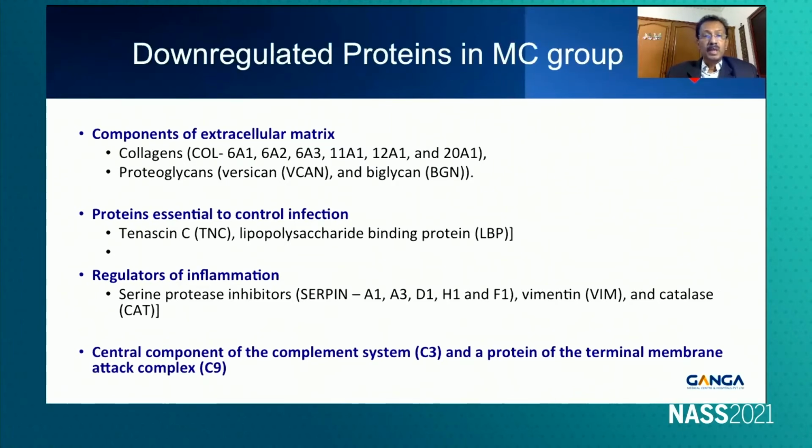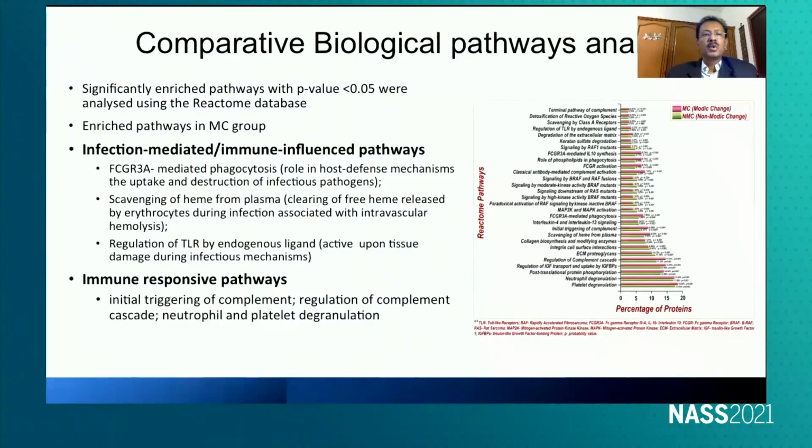Contrary to this, there were also many downregulated proteins, in which collagens and proteoglycans, which form the substrate and important aspects of the matrix, were found to be down. Proteins essential to control infection like tenascin and regulators of infection like serpin were all found to be low, which shows that in the disc material of Modic, there was an active inflammation going on.